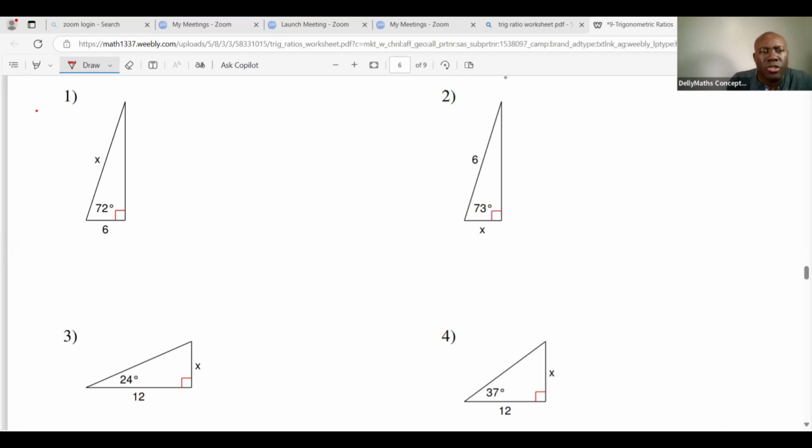We're looking at some trig ratios in this segment. So let us just take a look at these questions. I'm going to be looking at number 1, number 3, and number 4. So let's get it on.